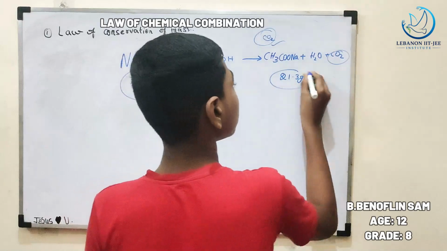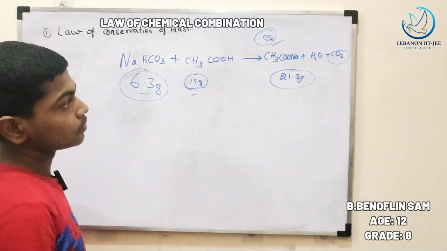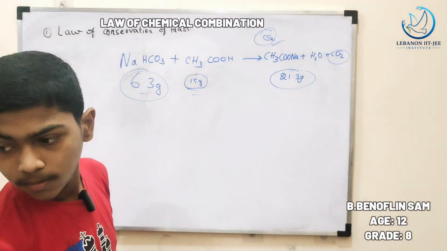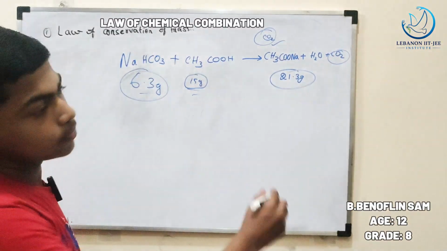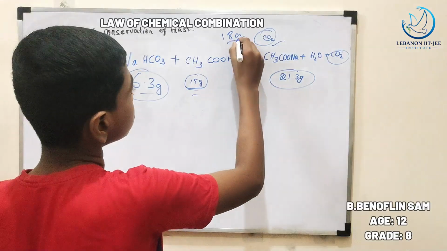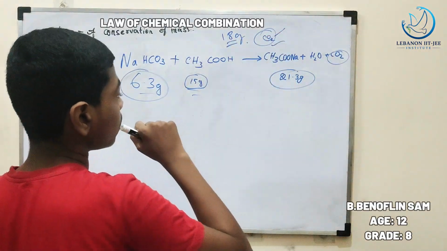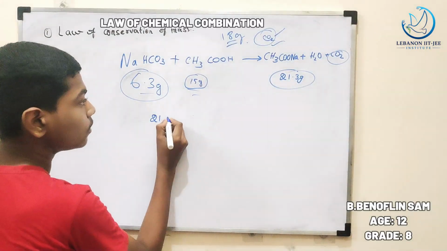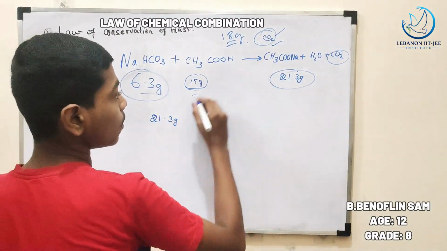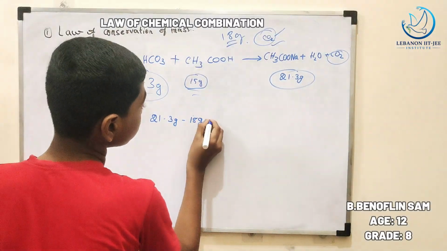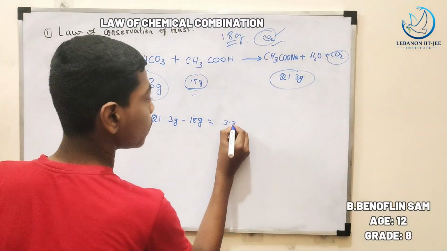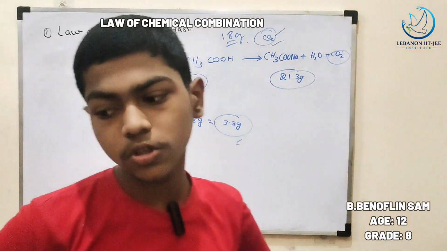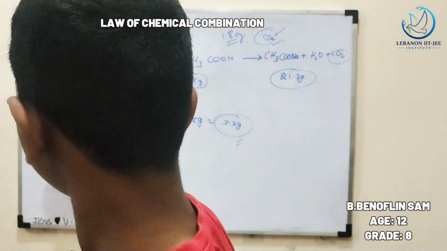21.3 gram. The residue is found to be 18 gram, which I will take in the question. You have to find this one by doing 21.3 gram minus 18 gram, which is equal to 3.3 gram. That's all. This is how you do the law of conservation of mass.